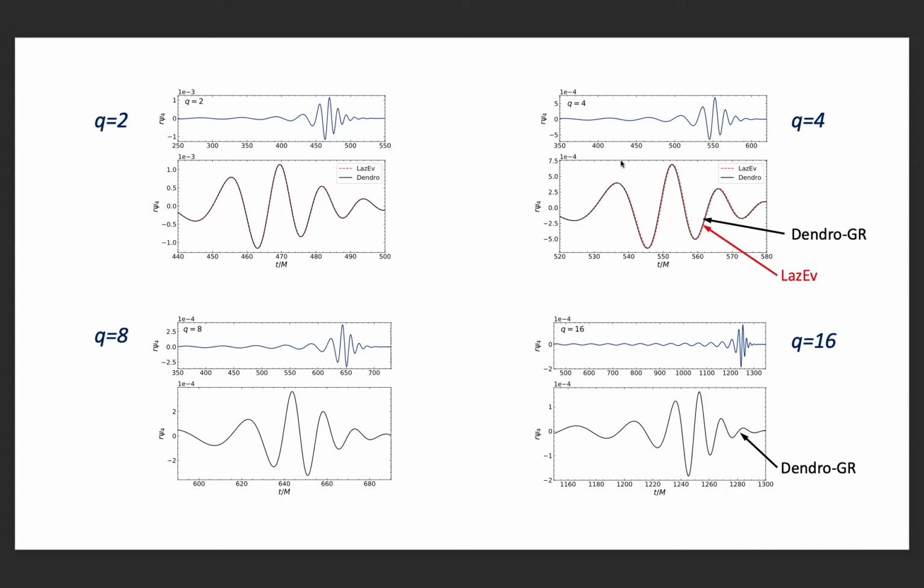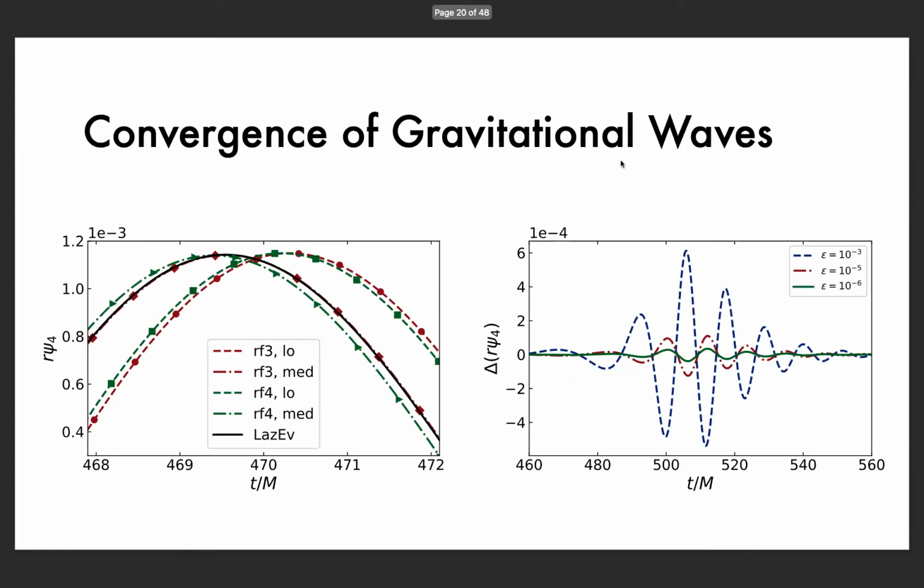These are plots for the mass ratios of 2, 4, 6, and 2, 4, 8, and 16, comparing those solutions. I'll talk a little bit more about some of these cases. As I said, we can look at convergence in 2 ways. We can increase the depth of the tree or increase the refinement.